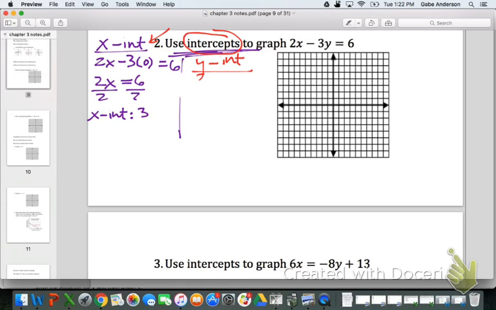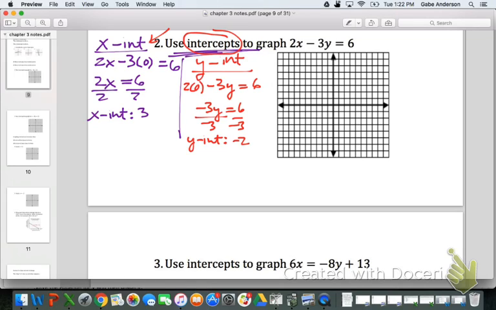This would be 2 times 0 minus 3y equals 6. So to find the y-intercept, I plug a 0 in for x. So just the other way around, right? Of course, anything times 0 is just 0. So you end up with negative 3y equals 6. You divide by negative 3, and you end up with a y-intercept of negative 2.